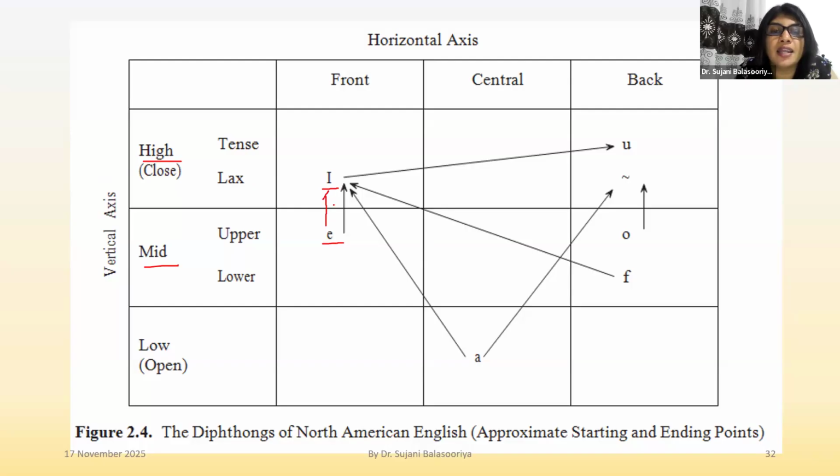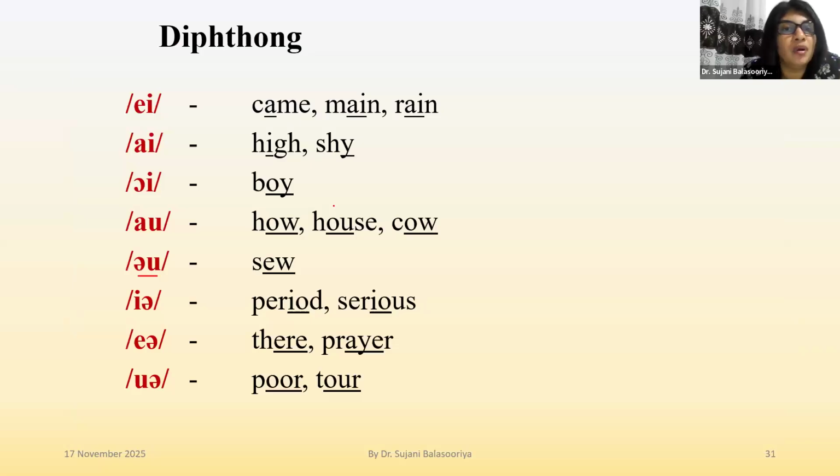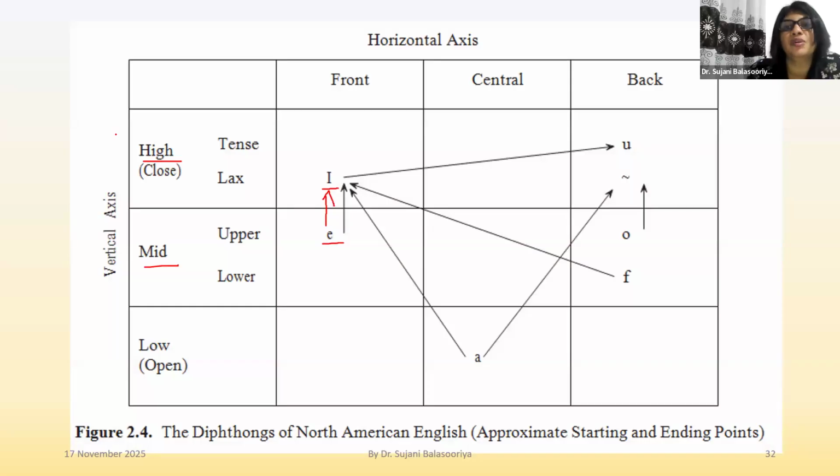Okay, so like that you can understand the tongue gliding of all these diphthongs. I was talking about the first one only, but you can identify how the tongue glides from which position to which position for the other 7 diphthongs too, as marked in this table. Okay, actually this is indicating the diphthongs of North American English.